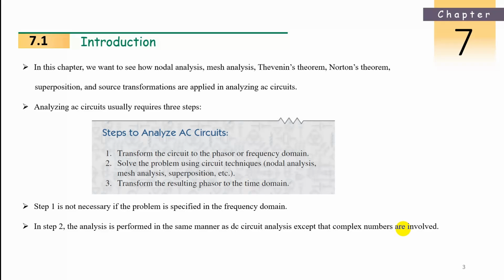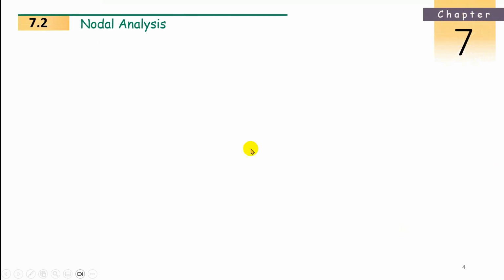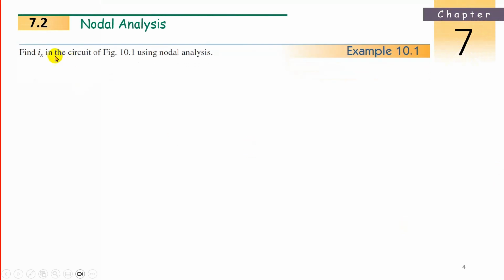You have to use it, but the only thing is complex numbers are there here, 1 plus j, x plus jy, like that. We have to handle them. Now let's have an example for node analysis, so you'll understand. So, node analysis. Let's have an example. Find Ix in the circuit of the figure with node analysis.